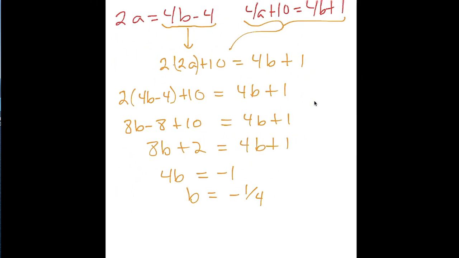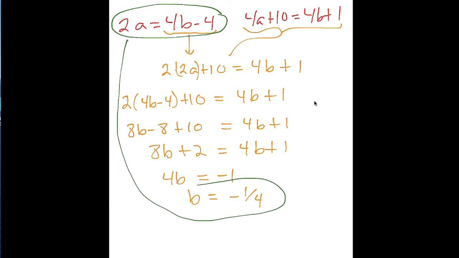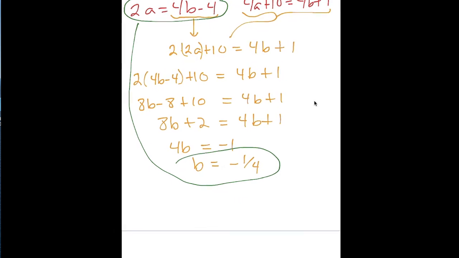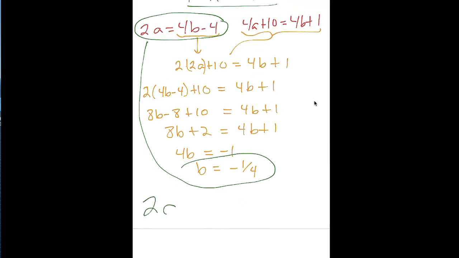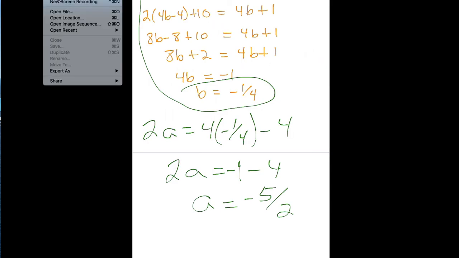If b is equal to negative 1/4, we can use this equation right here, along with b equaling negative 1/4, and solve for a. So 2a is equal to 4 times negative 1/4 minus 4. 2a is equal to negative 1 minus 4, which means a is equal to negative 5/2. There's our two values. Hopefully that makes sense. Good luck.